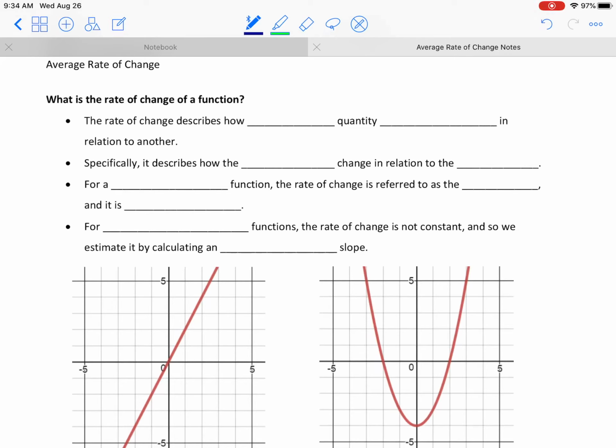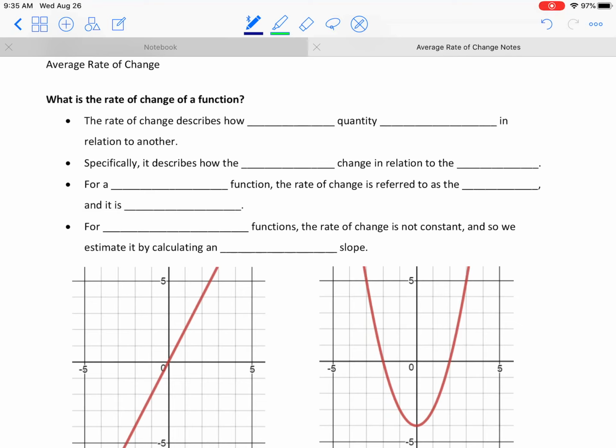Hello and welcome to our lesson on average rate of change. Rate of change is hopefully something that you've heard of before. You see it or you talk about it a lot with linear functions. Rate of change is fancy talk for slope. Okay, and slope is describing how one quantity changes in relation to another.